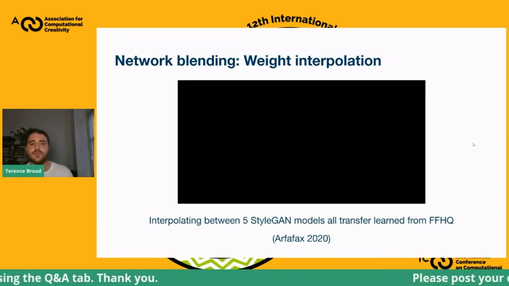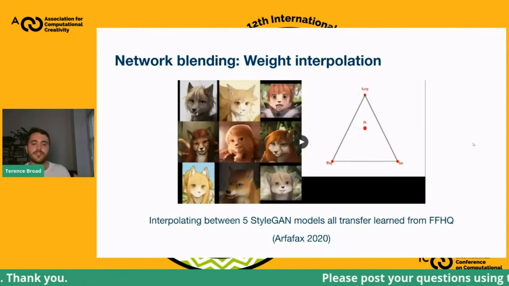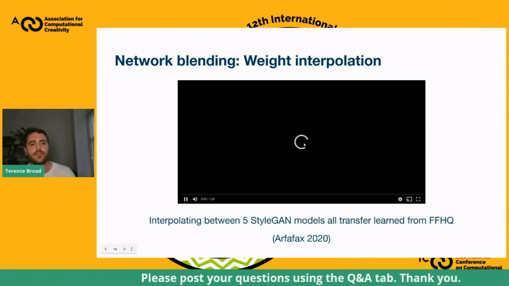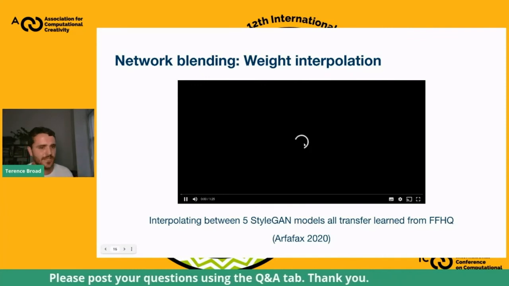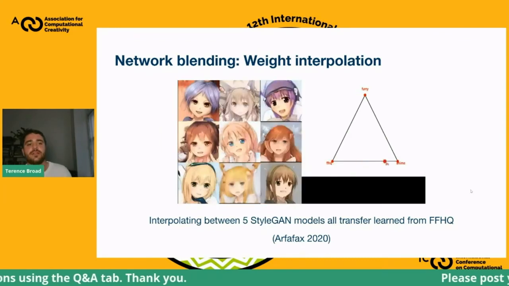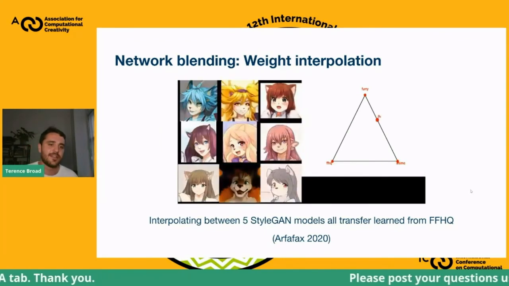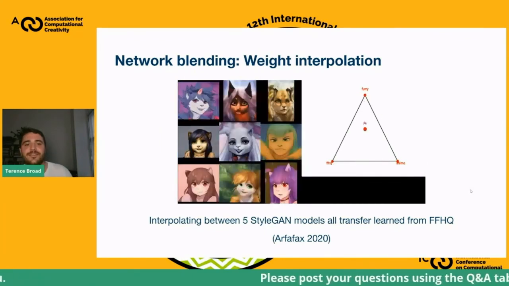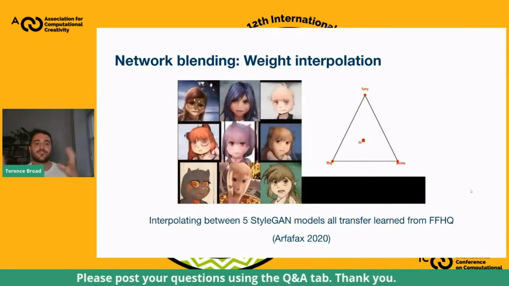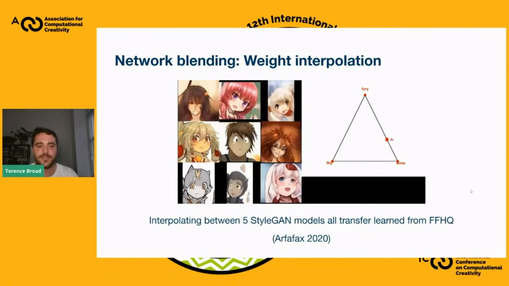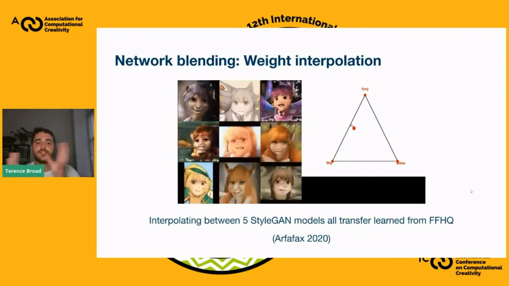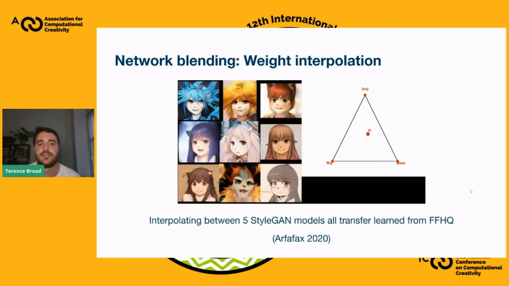One thing to note is that this only really works if the models have been transfer learned from the same original source. But because with StyleGAN it's so expensive to train a model from scratch, everyone was training models from the original FFHQ model of faces, and people started to realize you could interpolate on these and get very interesting control over the domains. Here is an example of 5 different models that are being interpolated between, and you can see this sort of result.